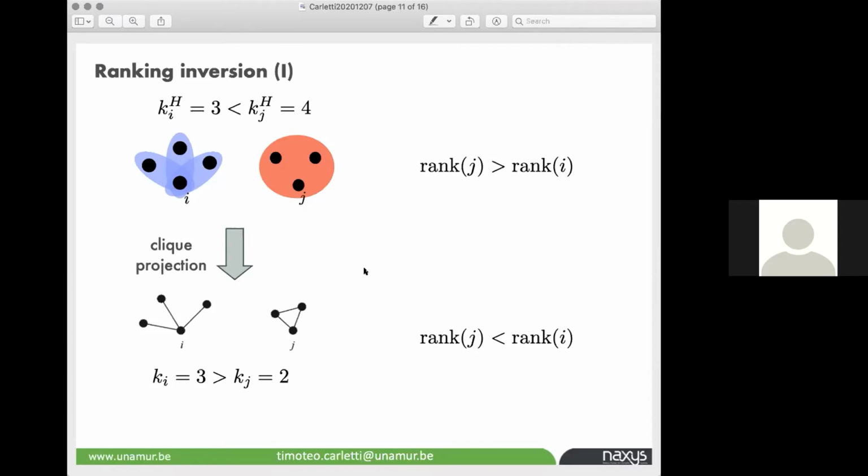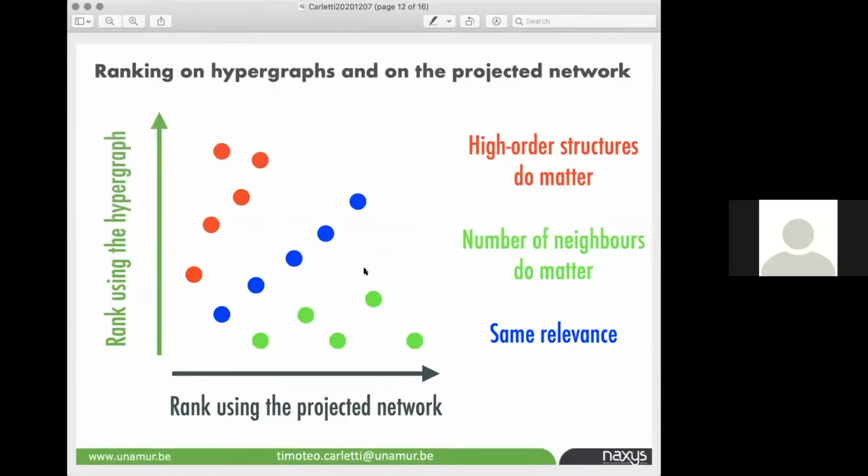So this is quite general. Once you have a data set, you can think of ranking the nodes according to two strategies, the one with the network and the one with the hypergraph. So you have two dimensions. And you can see that there are some nodes, for instance the red nodes here, that are better ranked once you take into account the size of the hyperedges. For these nodes, the size of the hyperedges is more important than the number of neighbors, or the degrees. While for the green nodes, the opposite occurs.